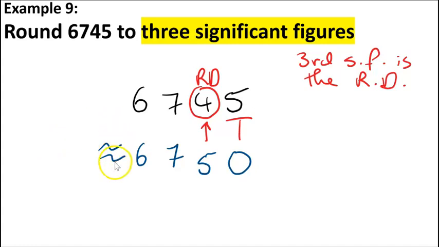And so we have approximately equal to 6,750. And that makes sense because 6,745 is very close to 6,750. And our final answer has three significant figures, which is what we wanted. So that's three non-zero digits.